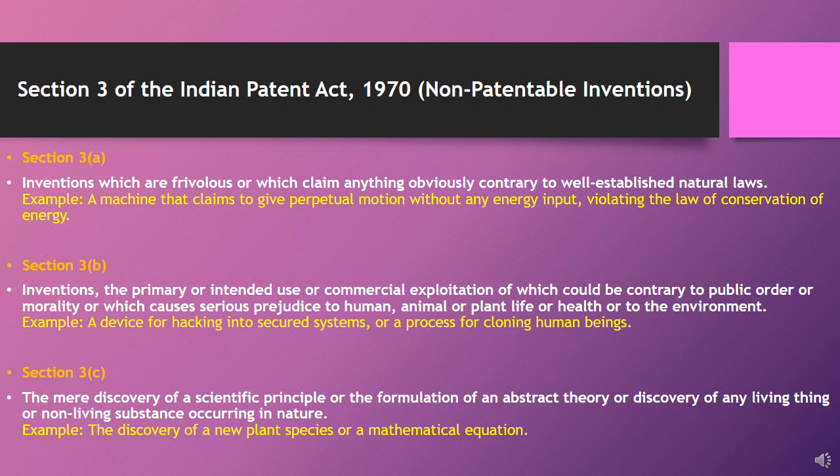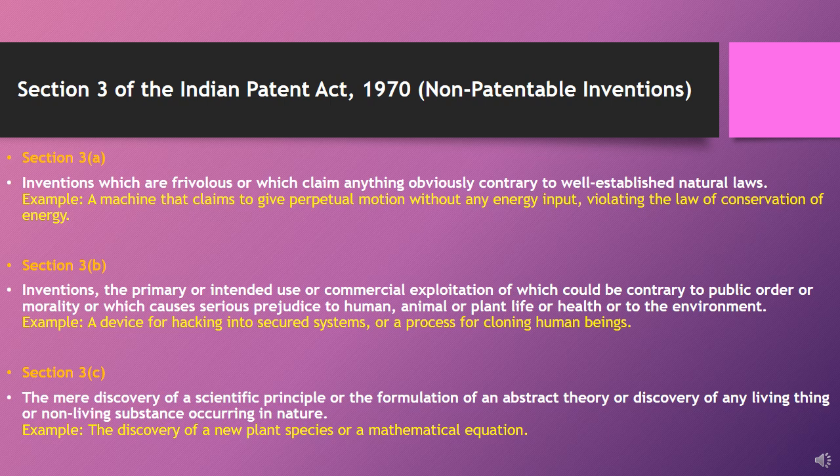Second one is Section number 3, subsection B. Under this, inventions that could be dangerous or harmful to the public, order, morality, or health cannot be patented. For example, a device for hacking into secure systems or a method for cloning humans.